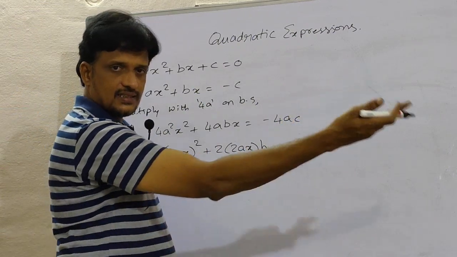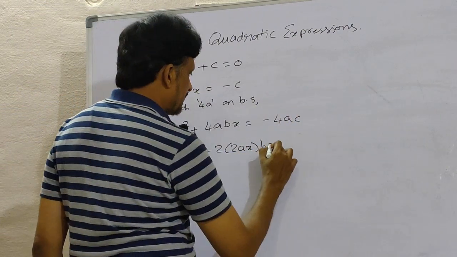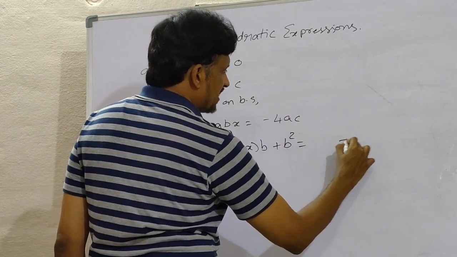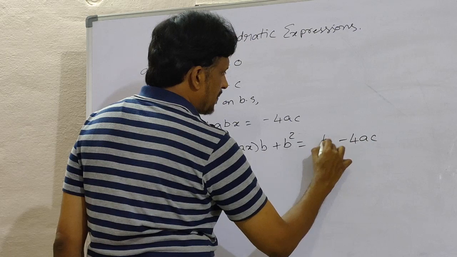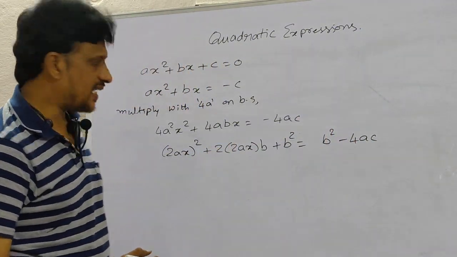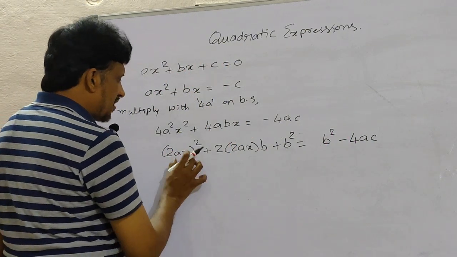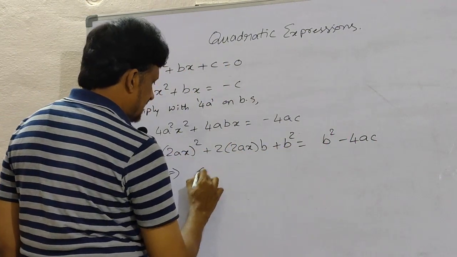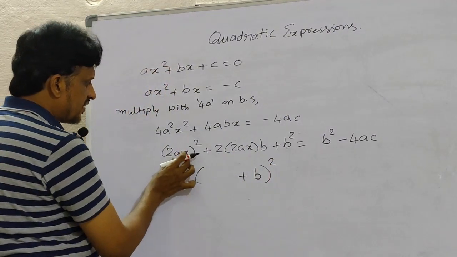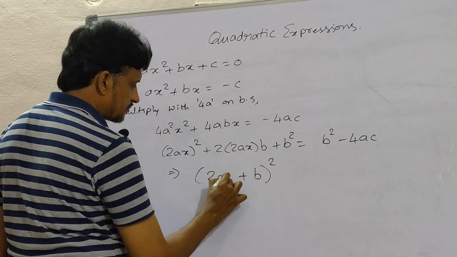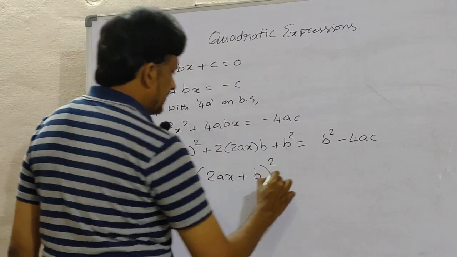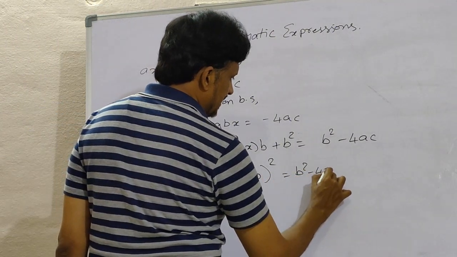So I am adding, and on either side we can add the same term. So b square I am adding here in the LHS part. In the RHS part minus 4ac is there. Here also I am adding b square. So adding b square on either side you will get like this. And now this is in the form of a square plus 2ab plus b square, that is a plus b whole square, where b is b only, but in the place of a, 2ax is given here. So this is the expansion of (2ax plus b) whole square, which is equal to b square minus 4ac.